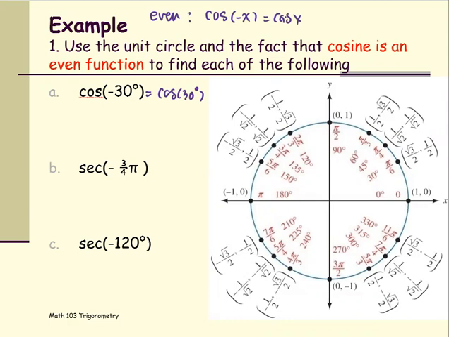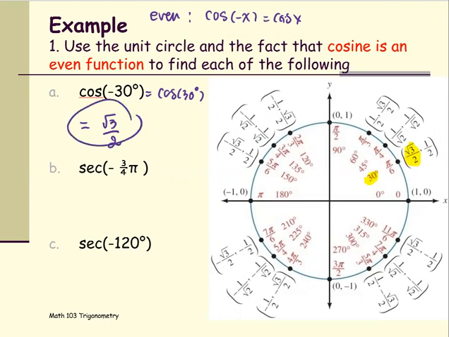Okay, the even function. With the even function property, cosine of negative 30 degrees is the same as cosine 30 degrees. So what we have on the unit circle, the cosine of an angle is the first coordinate. At an angle 30 degrees, the first coordinate is square root 3 over 2. Therefore, the cosine of negative 30 degrees is square root 3 over 2.